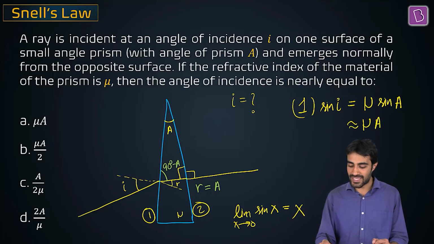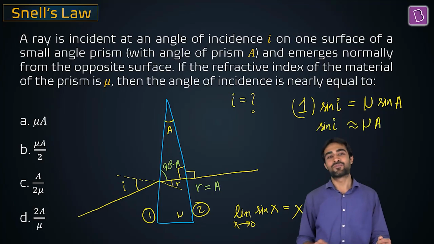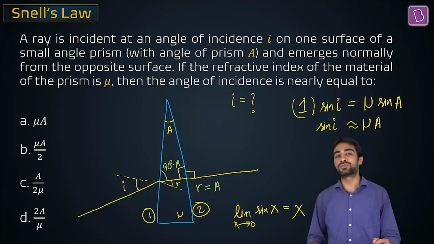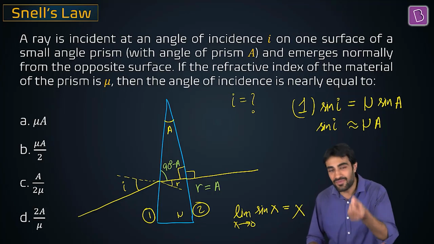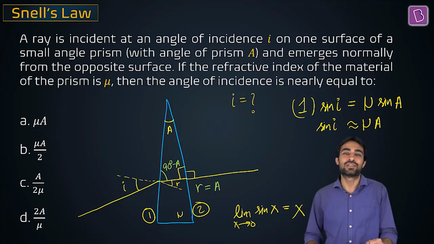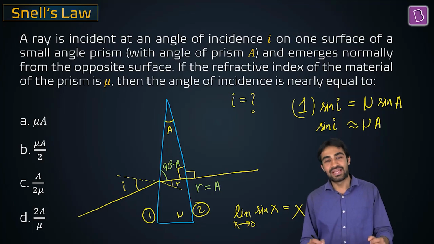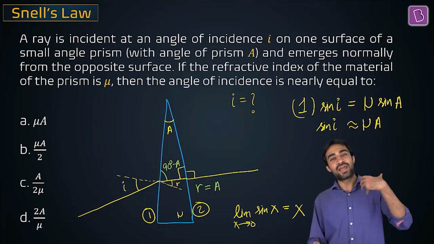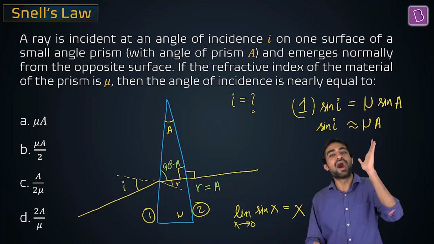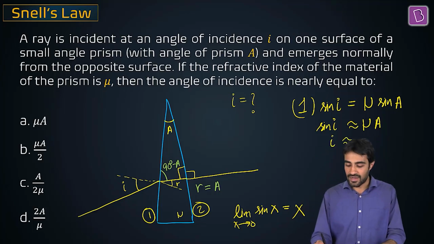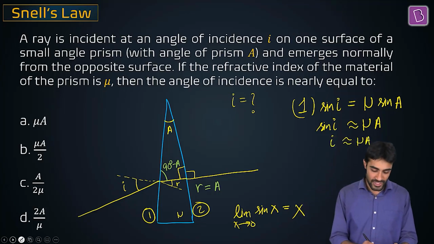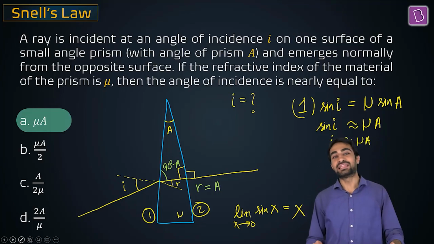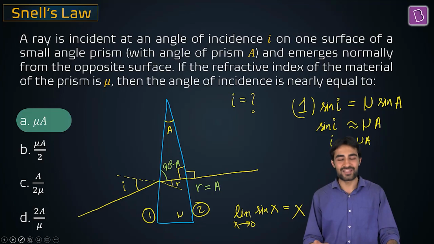Yes. Now mu times A is roughly equal to sine I. Fine. Now think about what should be mu times A. It should be really small or really large. You will say, well, if A is very small, mu times A is also very small. So this means sine I is very small. And when sine I is very small, we can write sine I as I itself. So I is roughly equal to mu times A. Understood? Okay, fine. So option A, mu times A, this is the angle of incidence, and option A is the right answer for this question.